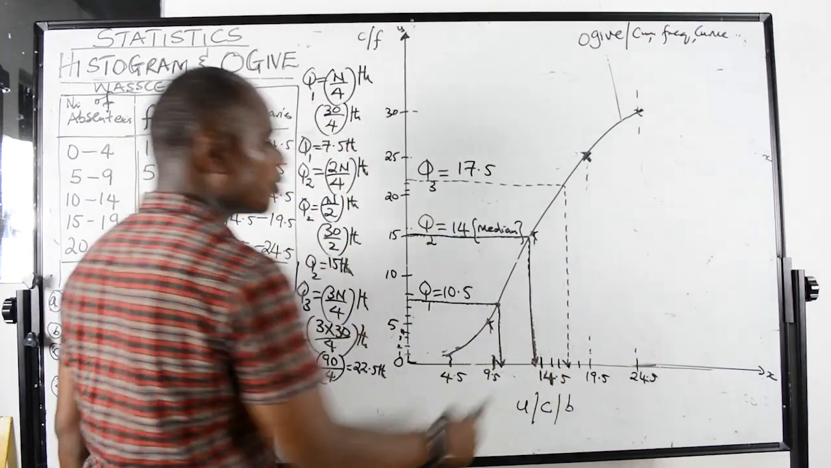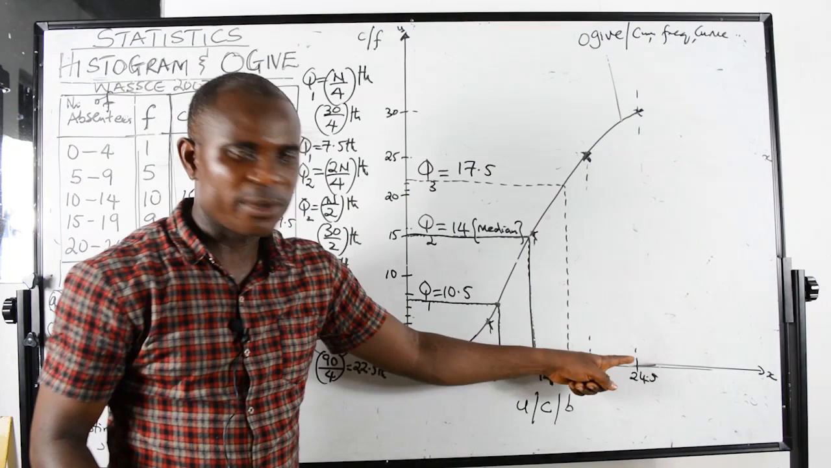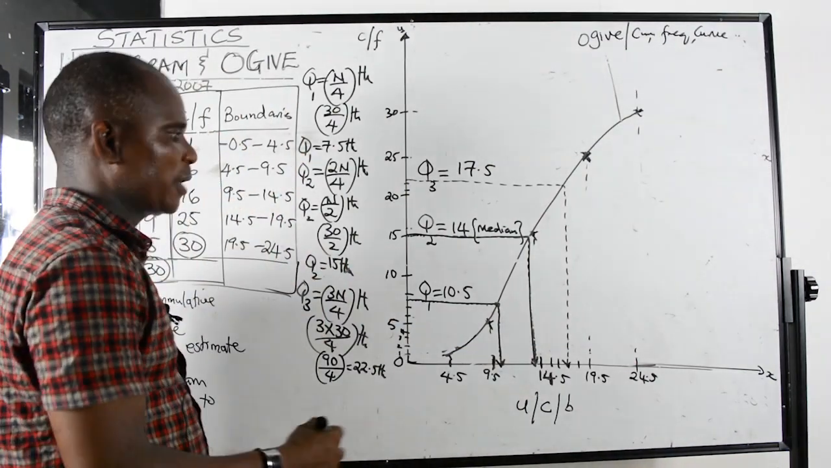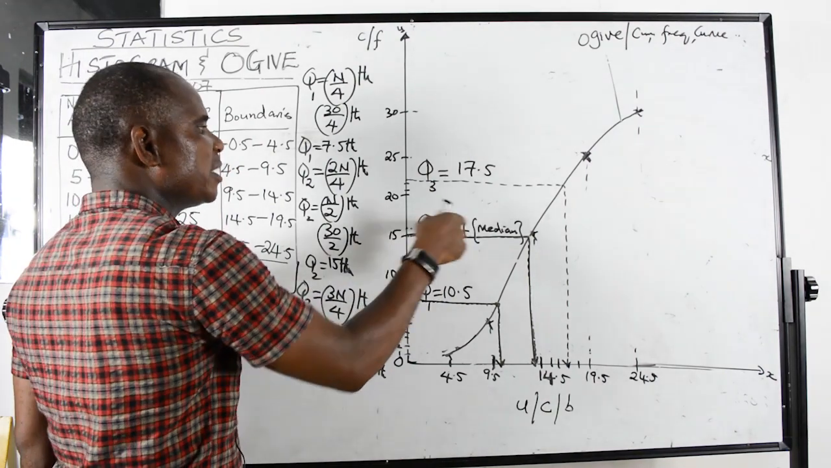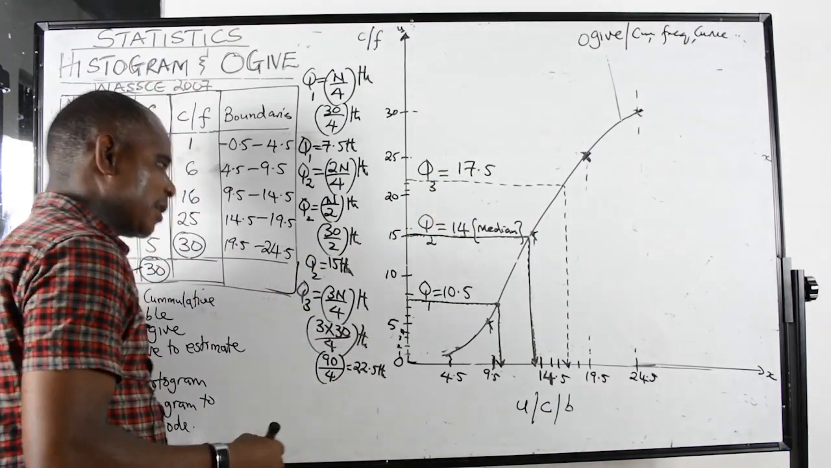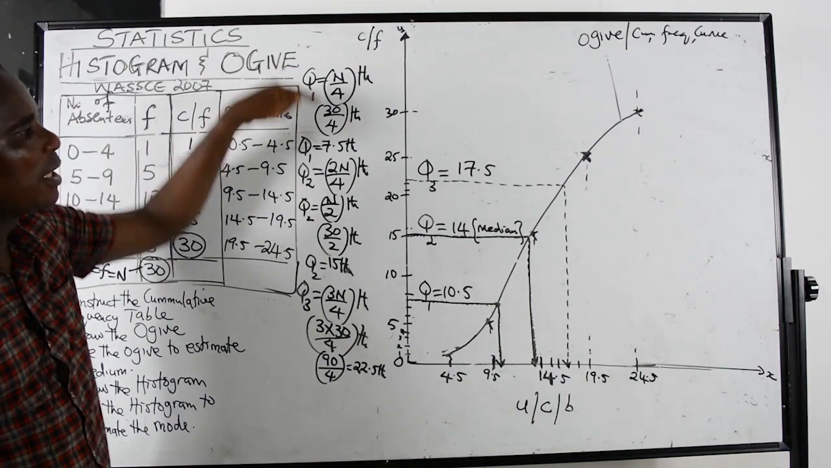It is not as accurate as graph paper. I'm not using graph paper, I'm just estimating values here, so watch out for that. The first quartile is called the lower quartile. The second quartile is called the median. The third quartile is called the upper quartile. So I found all the quartiles.